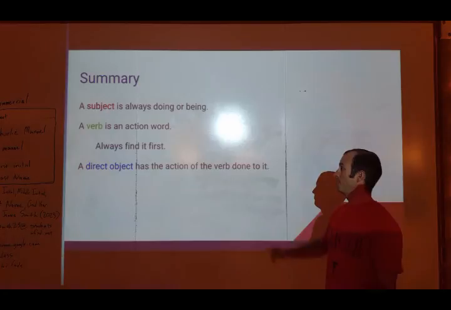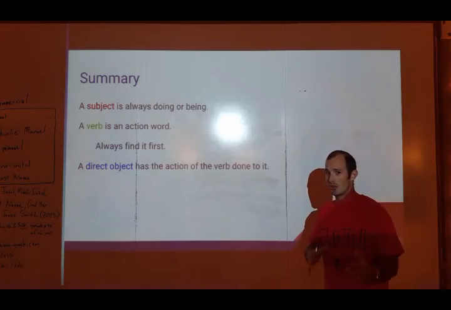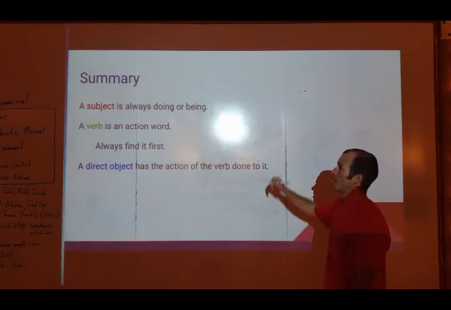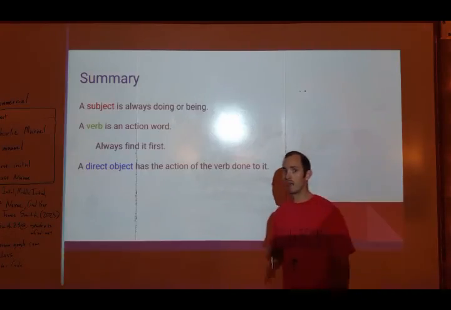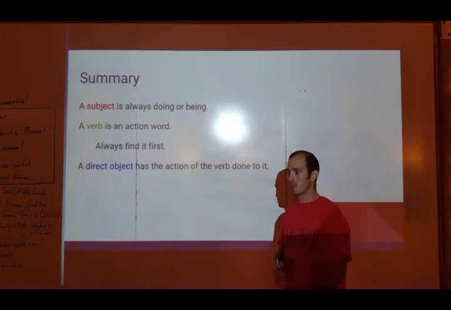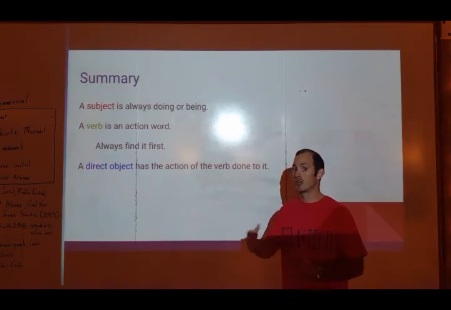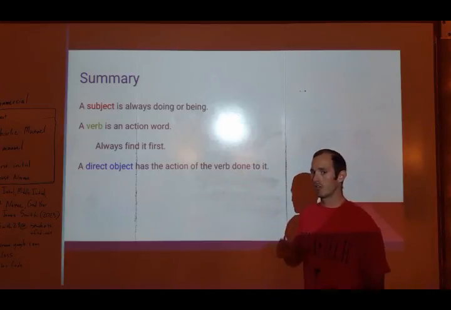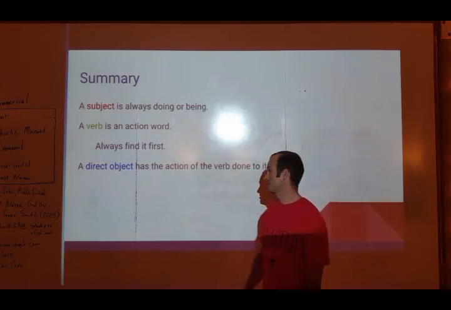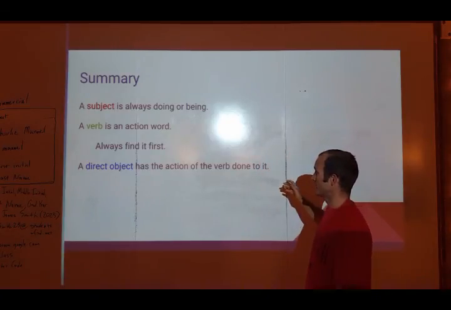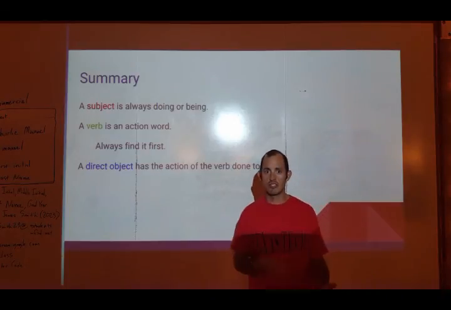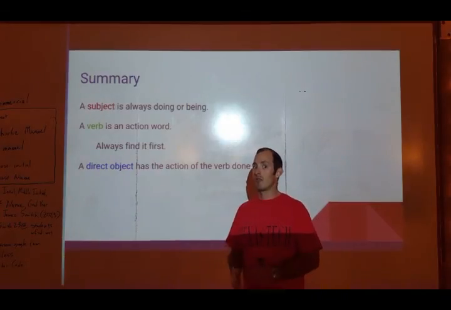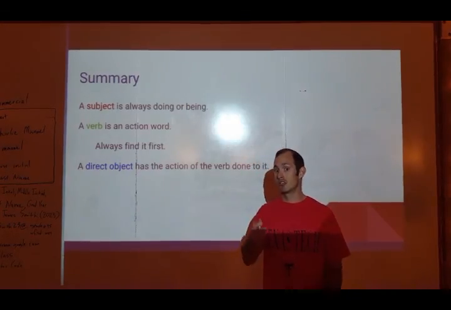So just to sum this all up, a subject is always doing or being. It is always doing the action or being something. A verb is the action word. A verb is always going to be completing some sort of task or doing something. Always find your verb first. You need to make sure and always find that because that's going to help you map out your entire sentence. Direct object is just the action of the verb. It receives the action. What is being done? What is it being done to? Whatever it's being done to is your direct object.